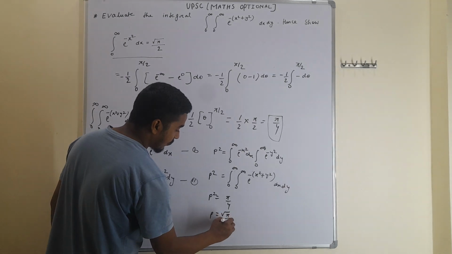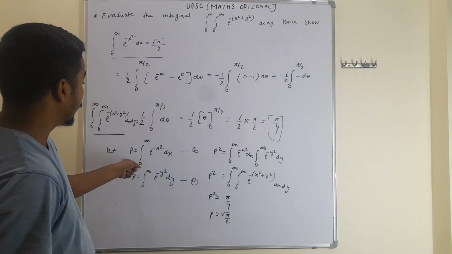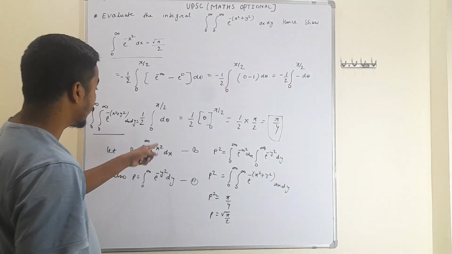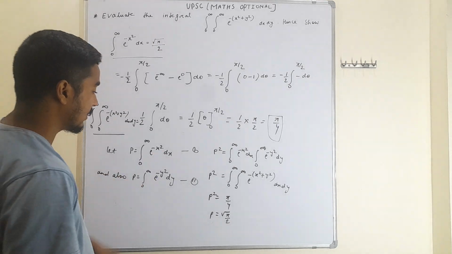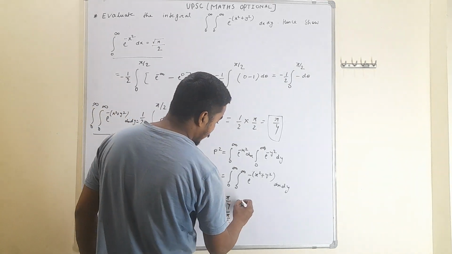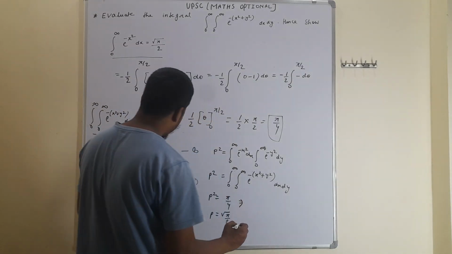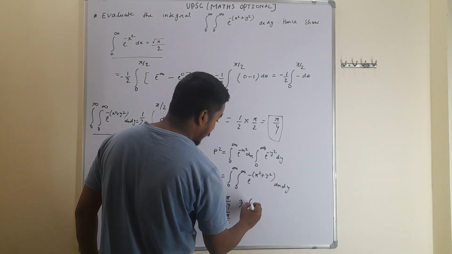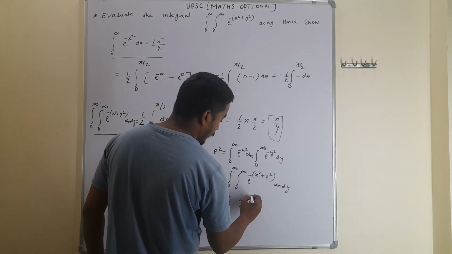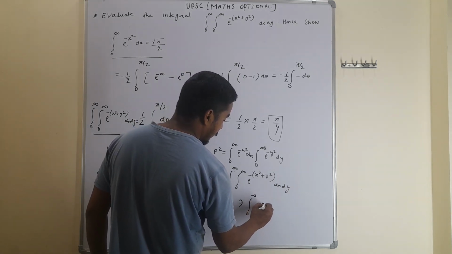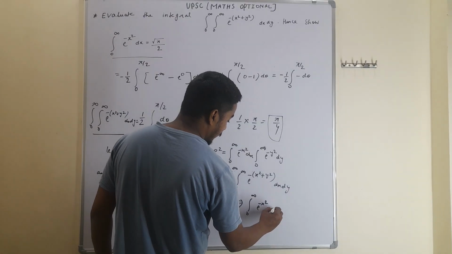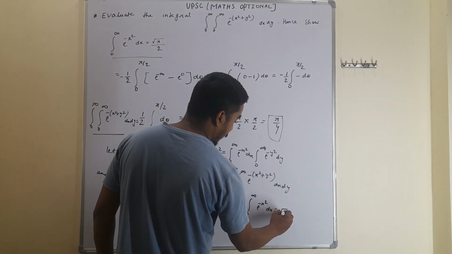And let p is equal to 0 to infinity e to the power minus x square dx, putting here in place of p, that is 0 to infinity e to the power minus x square dx is equal to root pi by 2.